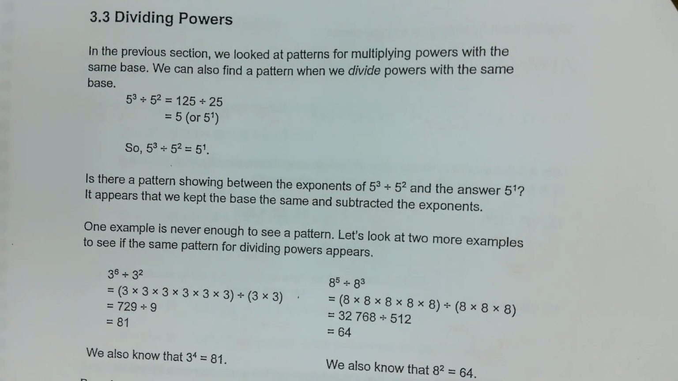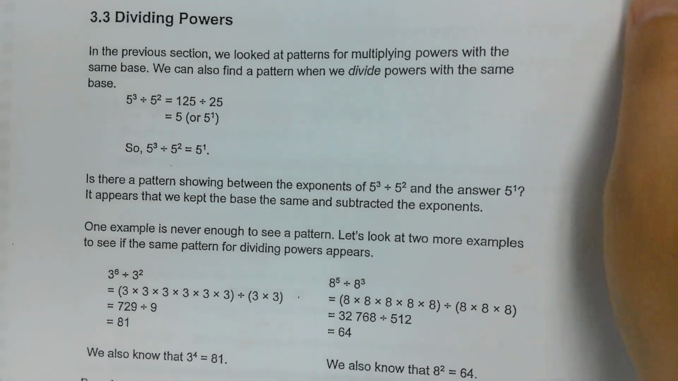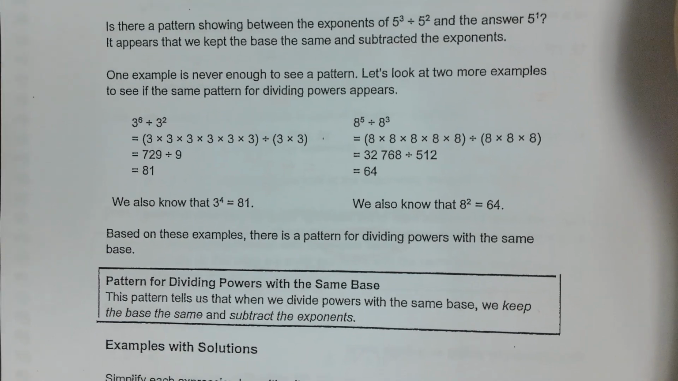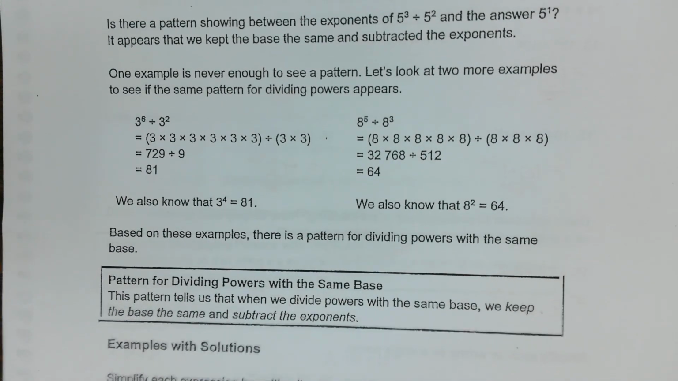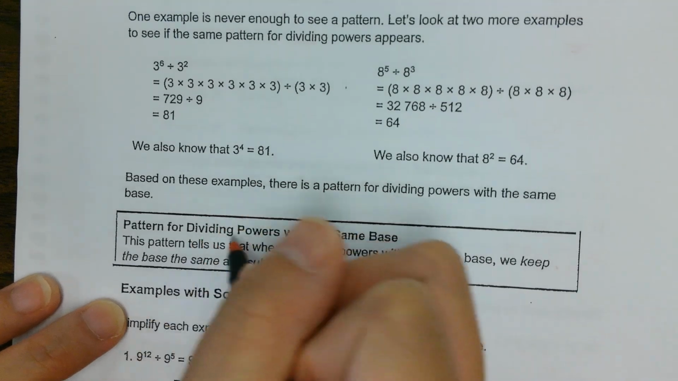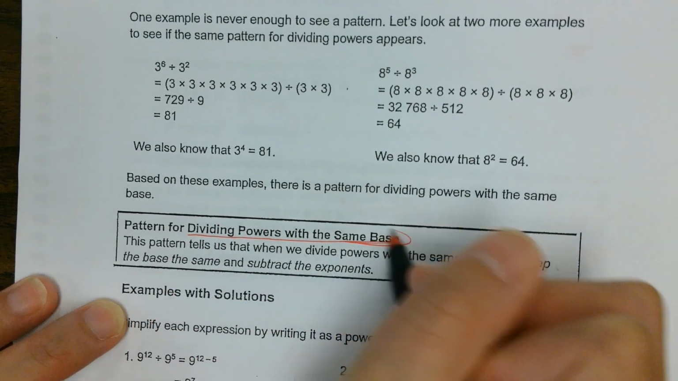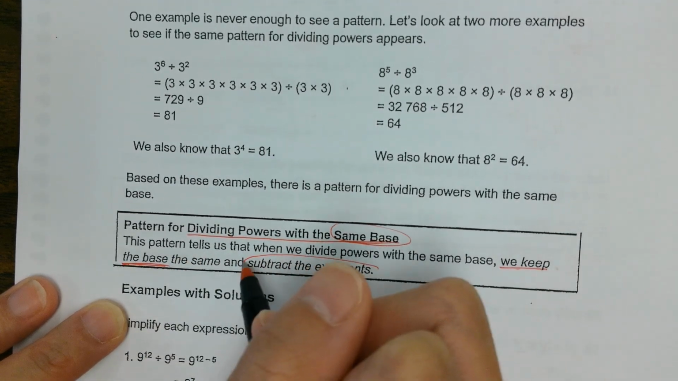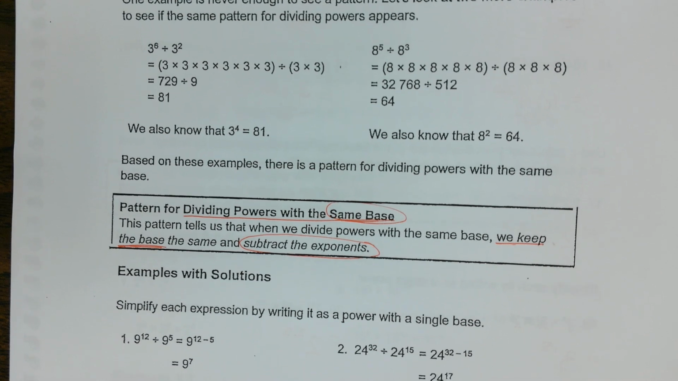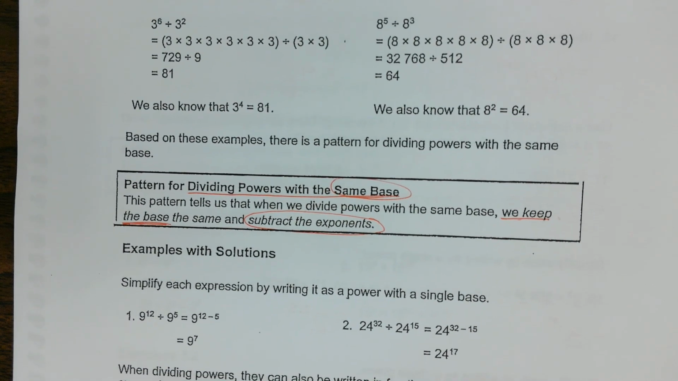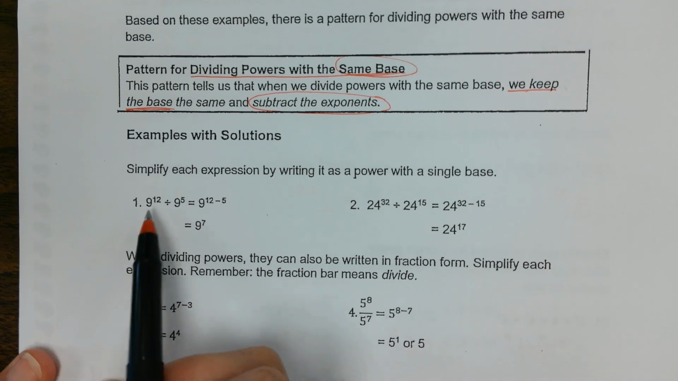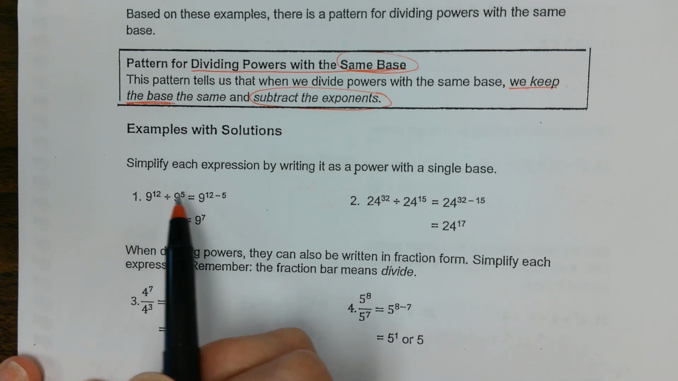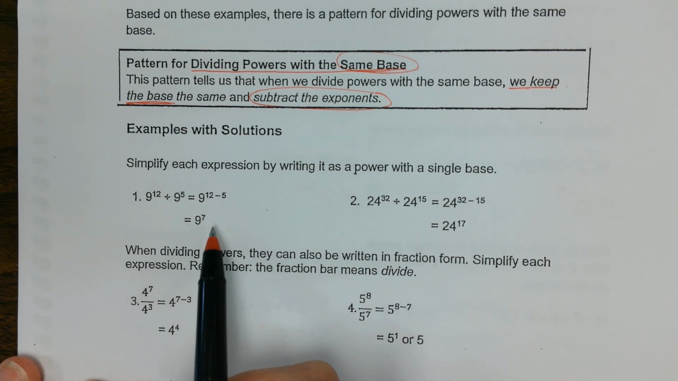Okay, last part. Dividing powers. Okay, so when we're multiplying, we add the exponents, what do you think we do when we divide? Yeah, so when you're dividing powers with the same base, again, same base, we keep the base and then we subtract the exponents. Subtract. Okay, so this one, 9 to the 12 divided by 9 to the 5. We subtract the exponents. 12 minus 5, we get 9 to the 7.